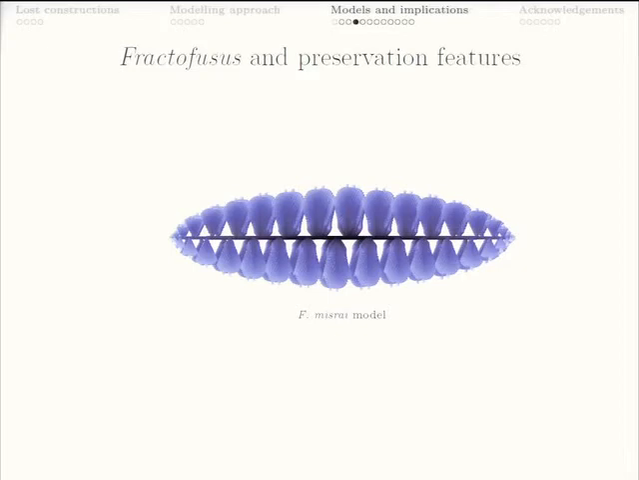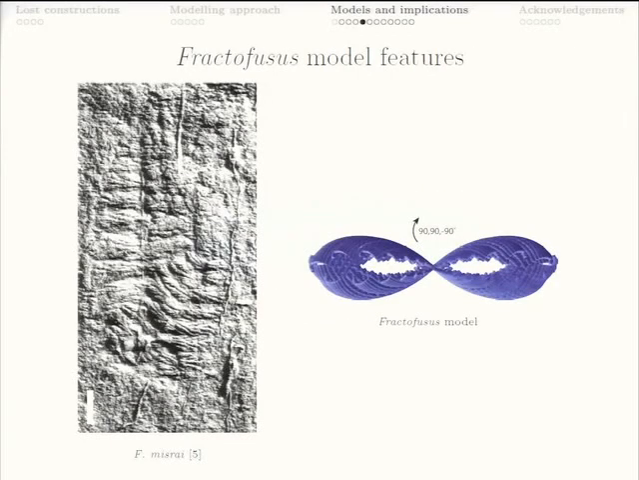Now this is one of my favorites, this interesting spindle-shaped form. This is the more elongate species, Fractofusus misrai. This illustrates how the model was informed by preservation of the fossil and incorporated those preservational features. So, for example, we can see here in this very nice specimen that the fossil shows that the organism was folded over. So we see the long axis here. This section here seems to have been folded over this other section.